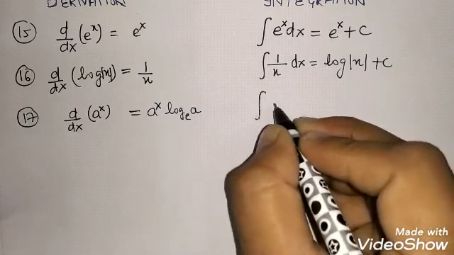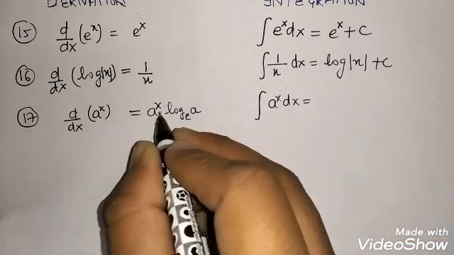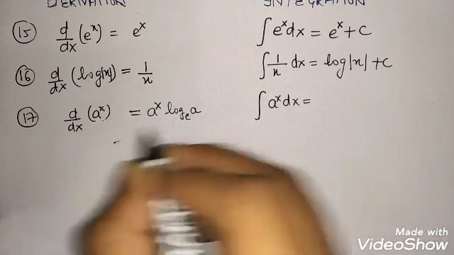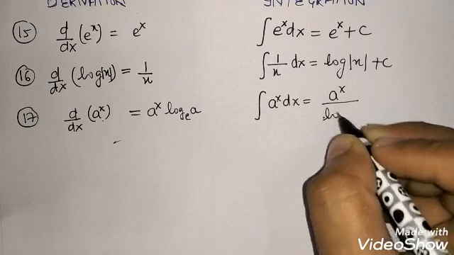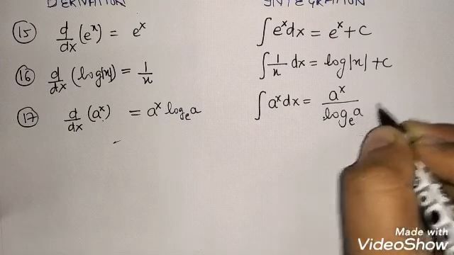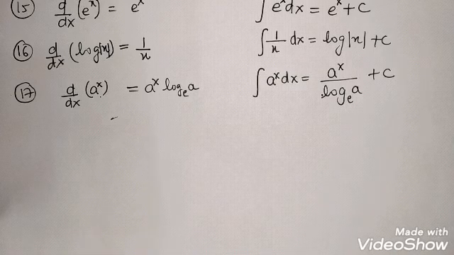So integration of a to the power x dx is equal to a to the power x upon log a in the denominator. This is log base e of a, plus c. That's it, natural log, you can say. Simple formulas are these. By using these formulas we are able to calculate all kinds of integration. You need to retain all the formulas.